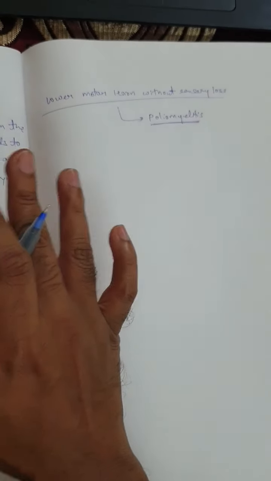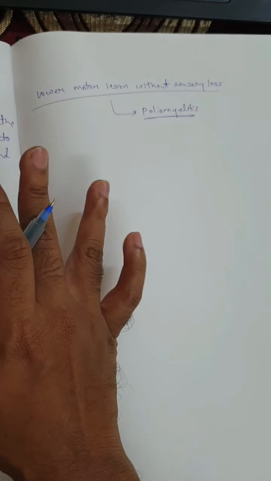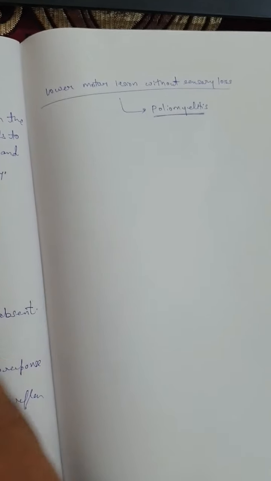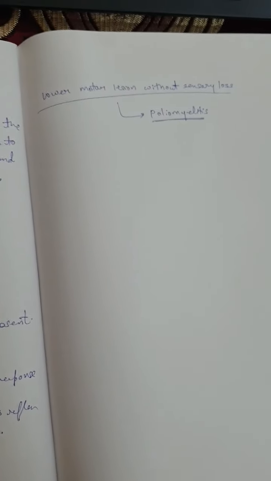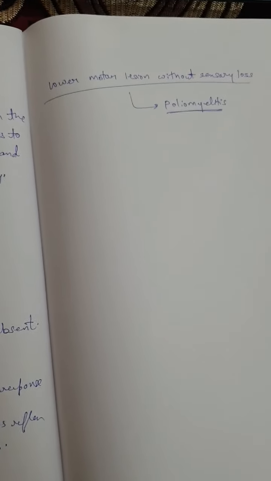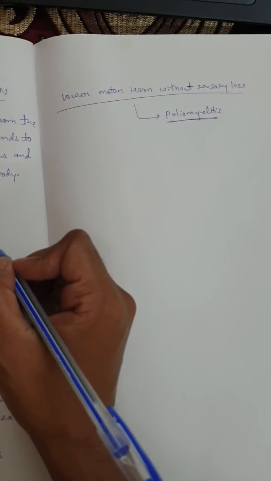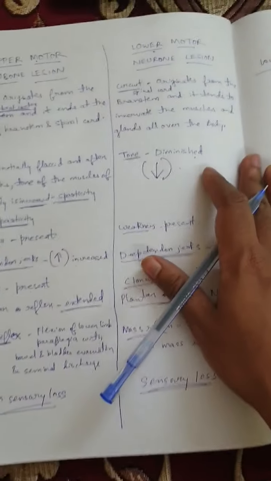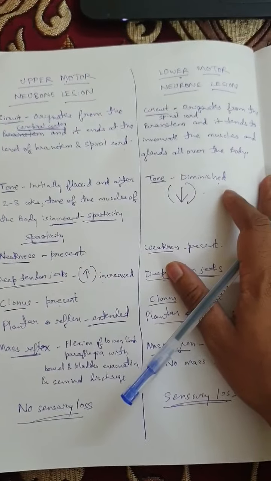So just be happy, enjoy your life, and I'm with you. There's nothing to be scared of. Papa is here. You need not worry. This is a basic understanding of upper motor and lower motor lesions. So I hope you got a basic understanding of this topic.